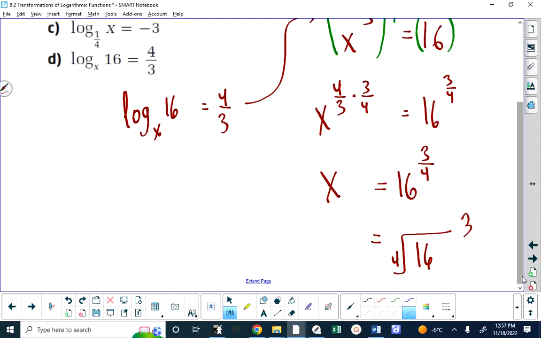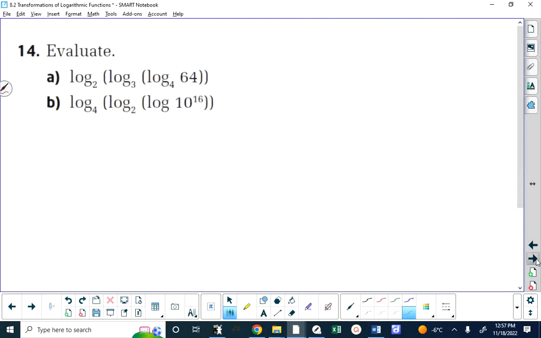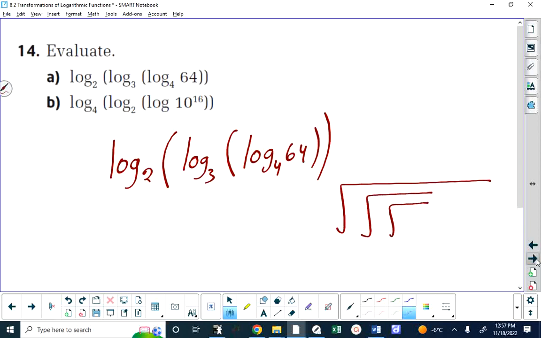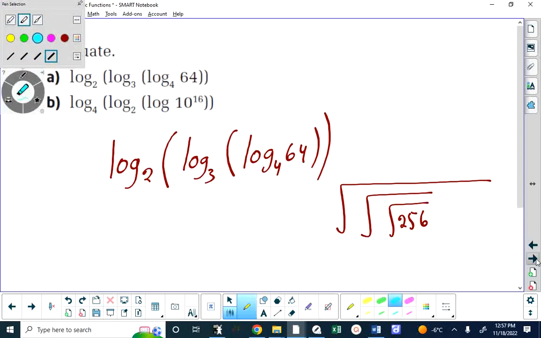Say 14a. What is, and listen to how I say it, what is the base 2 logarithm of the base 3 logarithm of the base 4 logarithm of 64? So these are embedded things. If I said to you, what is the square root of the square root of 256, you would focus your attention on the inner thing, which is root 256, and you'd say that's 16.